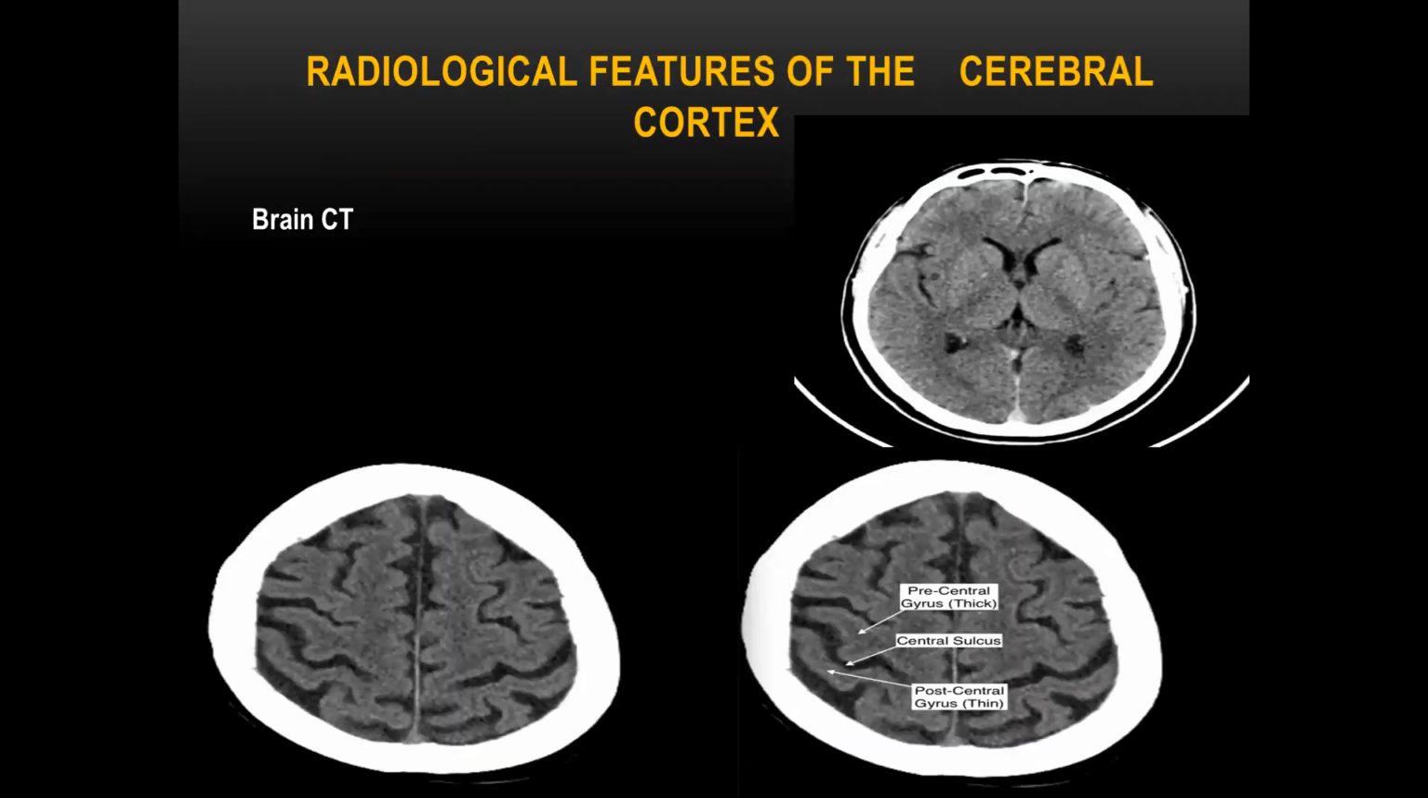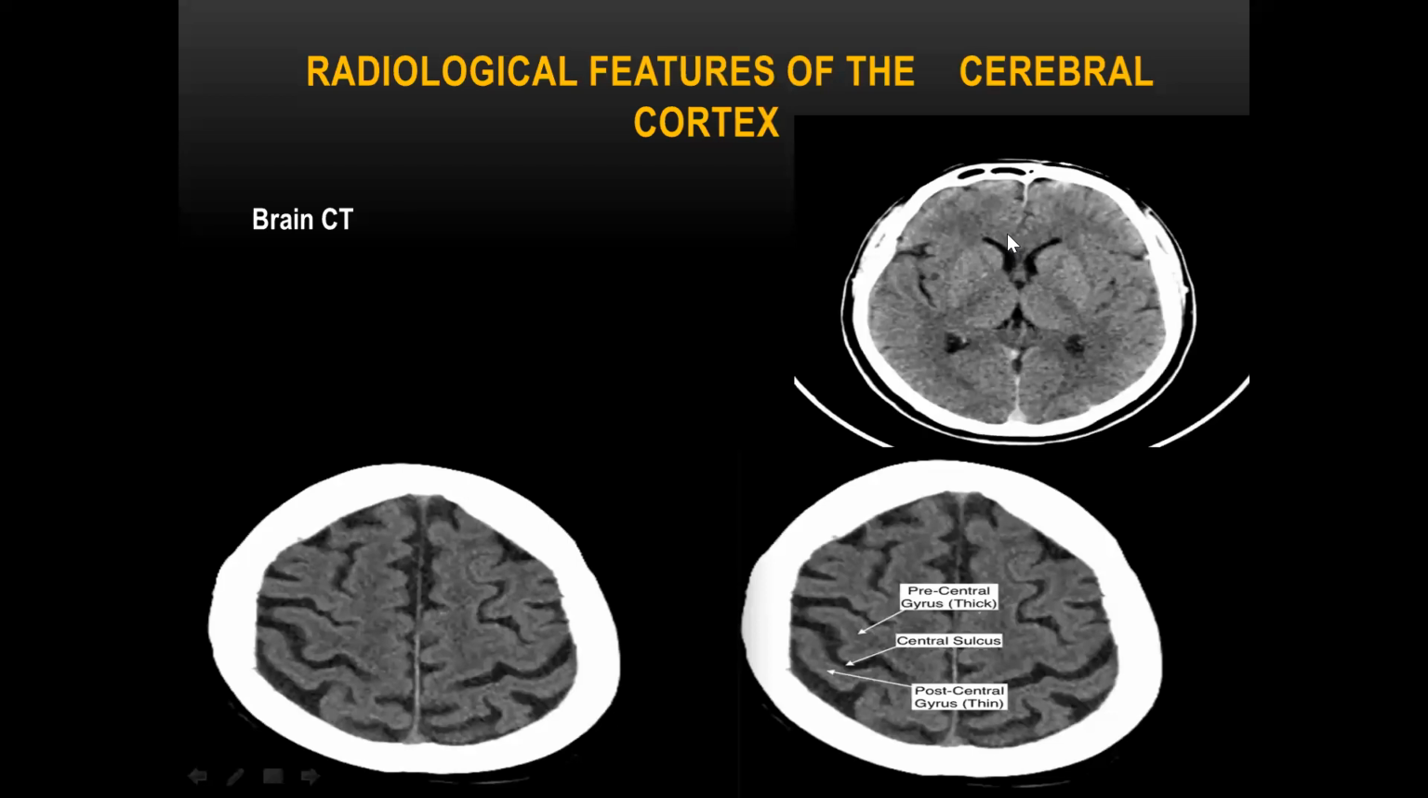Radiological anatomy of the cerebral cortex: what we most commonly use is the CT scan, the axial CT scan. Here it is showing the gray cortical matter, and here is the white matter.